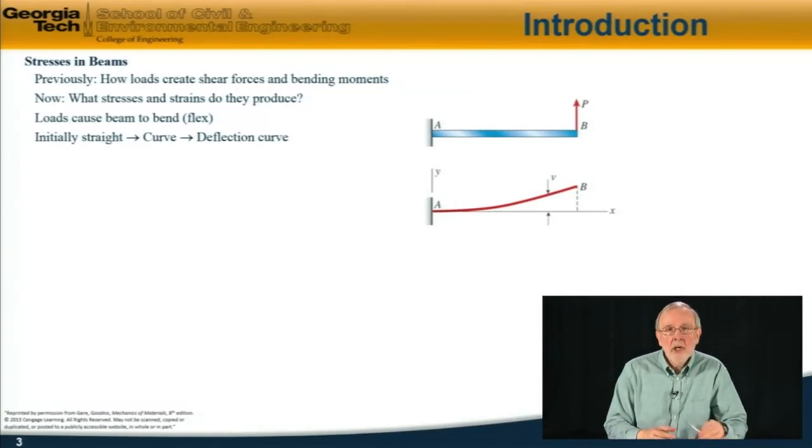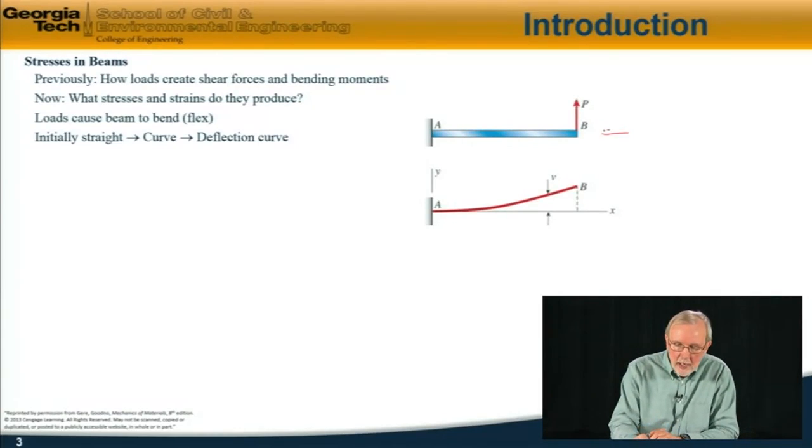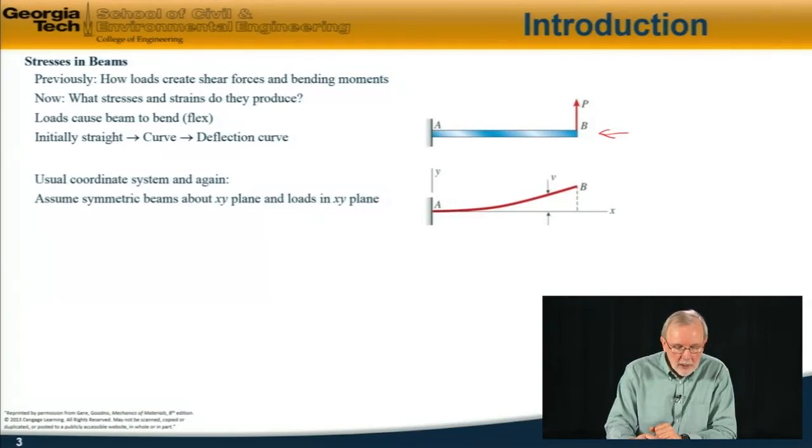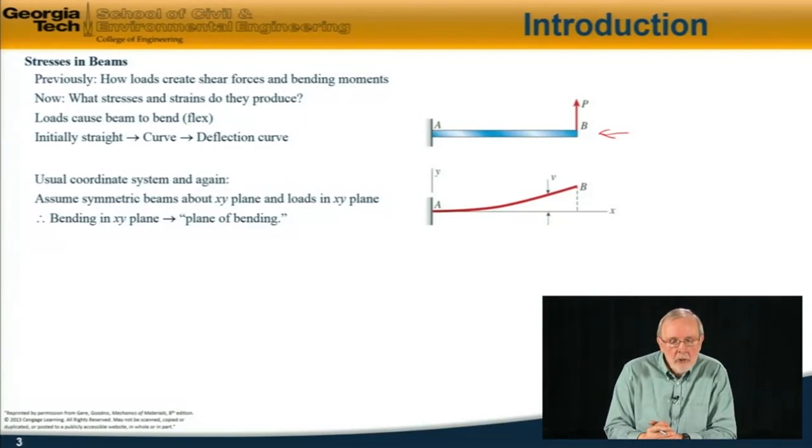So initially our beam is straight as shown in the top diagram here, but this turns into a curve AB, which is called the deflection curve. And we will use the same coordinate system that we've used previously, and we'll assume that the beams are symmetrical about the XY plane and the loads are also in the XY plane. In other words, two-dimensional problems. So the bending then is in the XY plane, which we call the plane of bending.